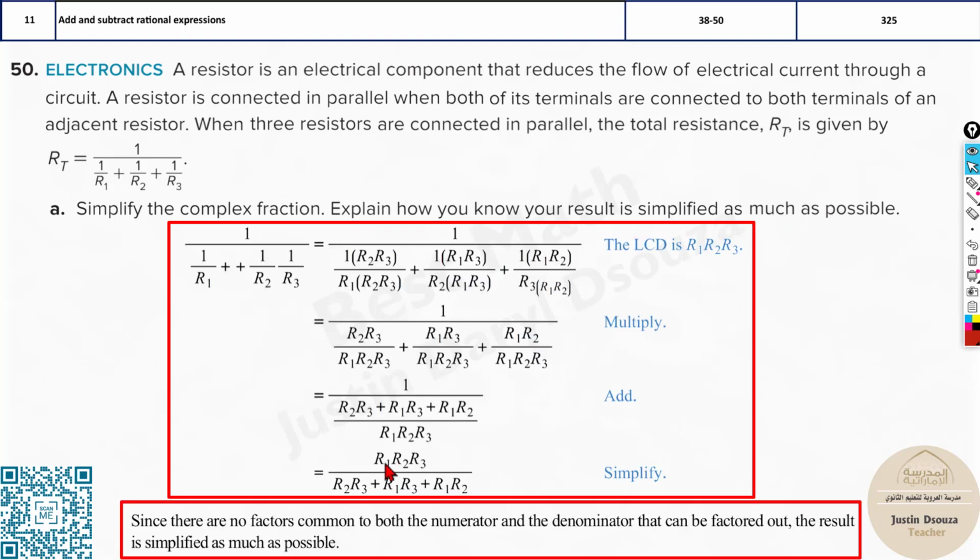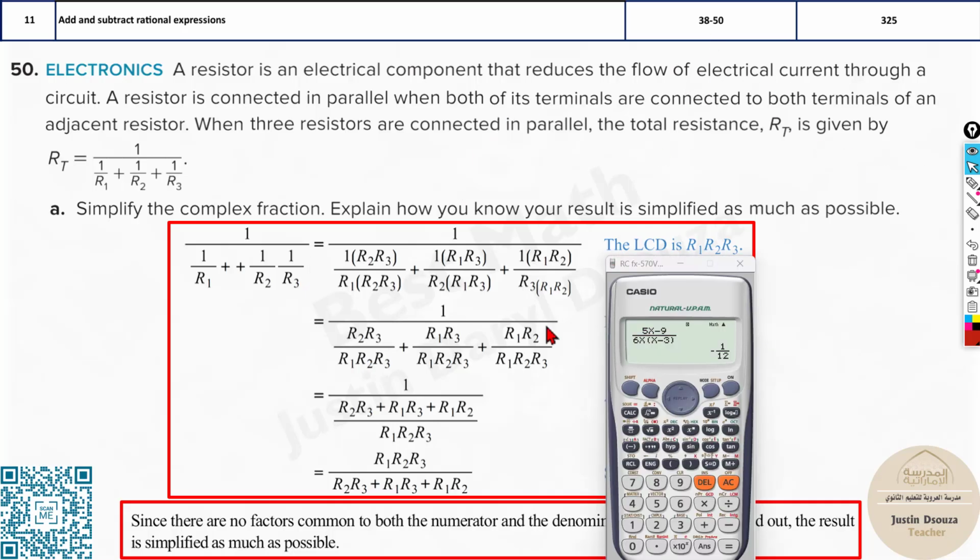Now here, simplified means you're getting it in the least form, like this, only in two fractions by solving it up. Over here you can multiply all by the denominators, over here r2 and r3, over here r1 and r3, and then you can start simplifying. But instead of all this, I'm just going to show you the calculator method.